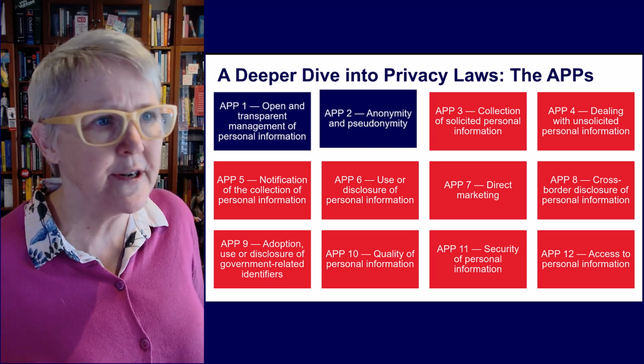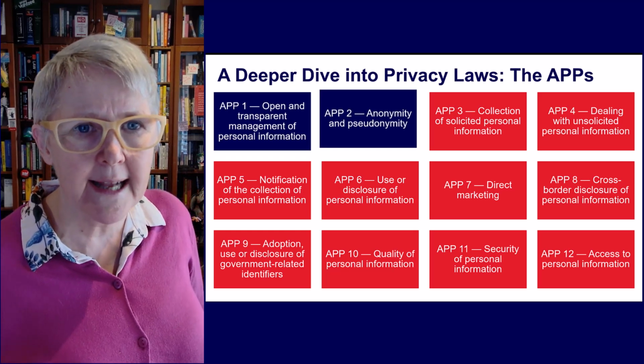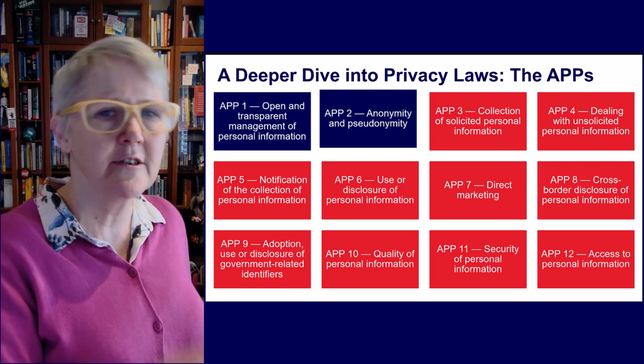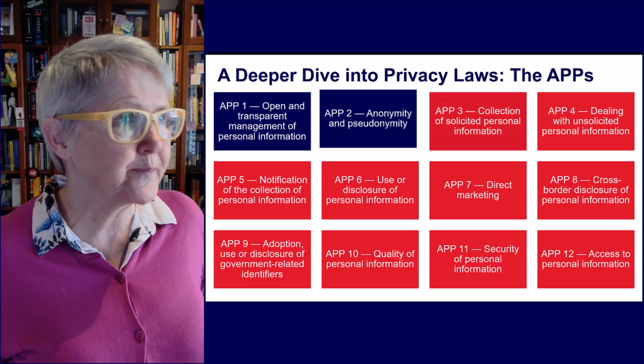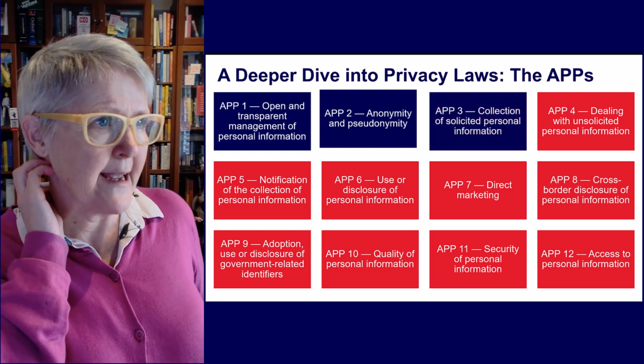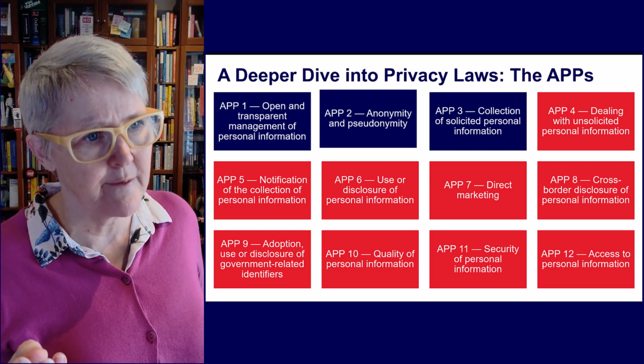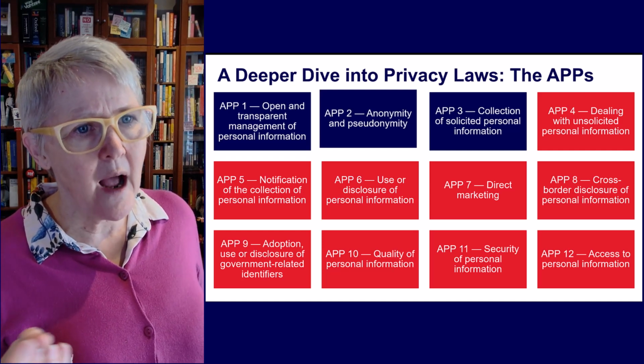And why I say chances are, it would need a reason. It needs to be transparent in the reason for collecting and using and disclosing that personal information, which goes back to APP1. So APP3, that deals with the collection of solicited personal information. So how do we comply with that?